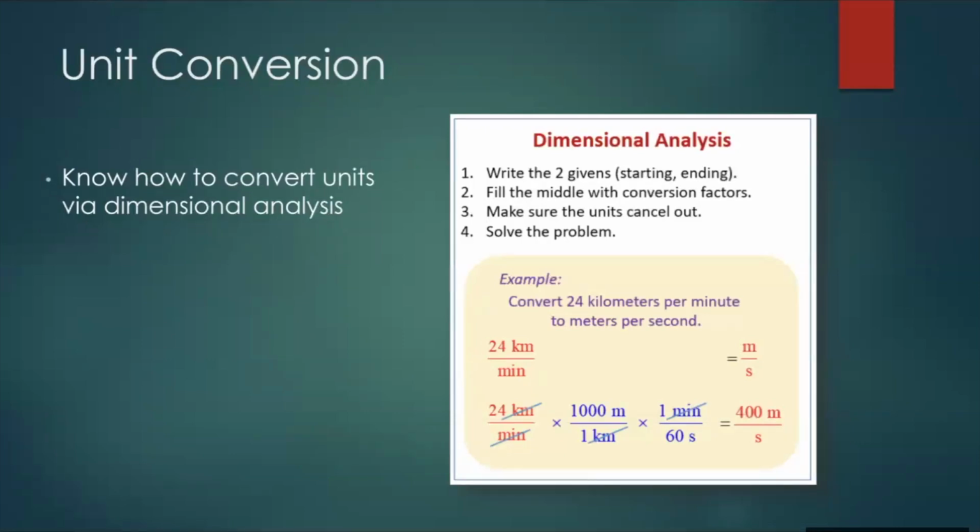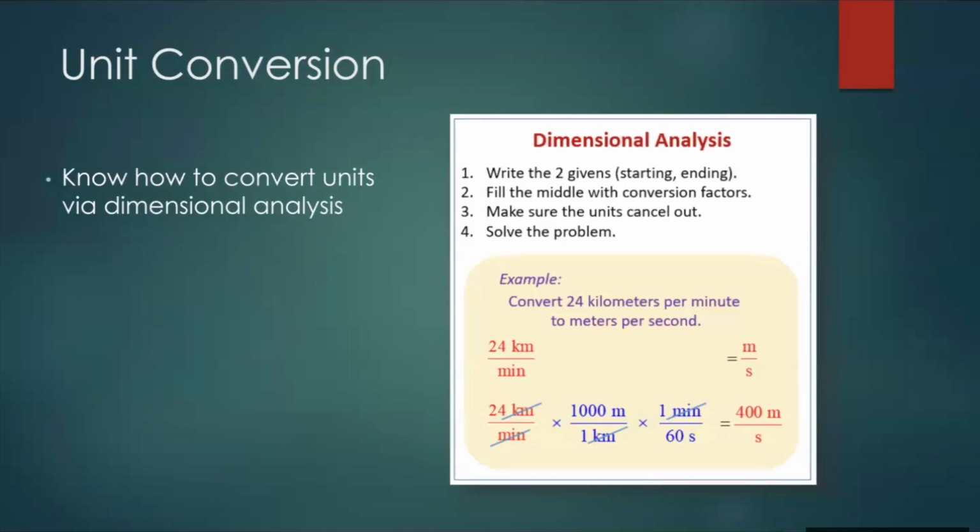Kilometers goes on the bottom because kilometers was on the top originally. So those units cancel out. And then we're left with meters at the end. And then we also have to cancel out minutes. Well, we have to get to seconds. So we know that 60 seconds is equal to 1 minute. And since minutes was on the bottom in the first red fraction, we put minutes on the top in the last fraction and 60 seconds on the bottom.